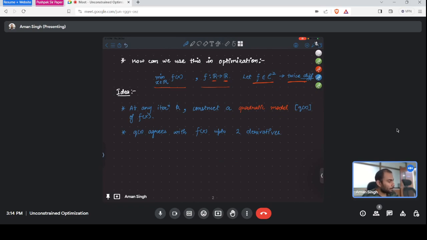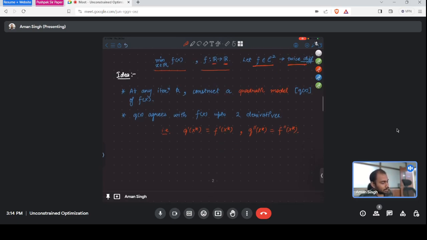What does that mean? That at xk, the derivative of f(x) and the double derivative of f(x) are equal to the derivative of q(x) and the double derivative of q(x) at xk. So I'll just write it. Which means that q dash xk equals f dash xk and q double dash xk equals f double dash xk.